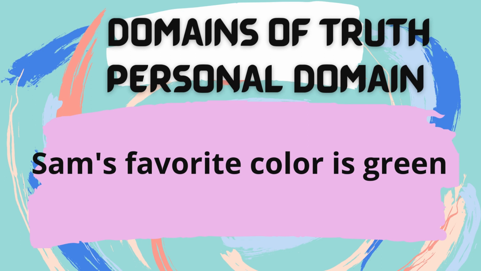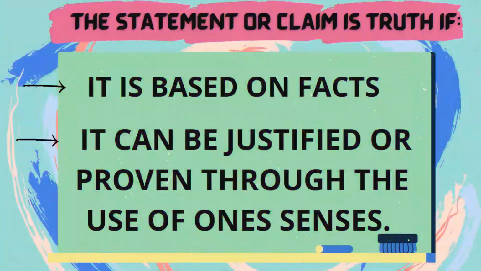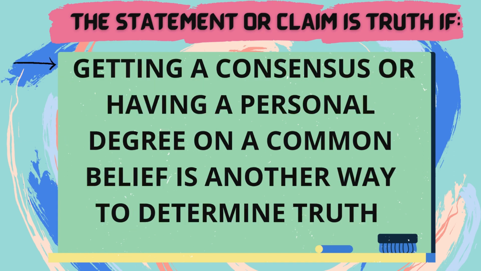So again, let's try to generalize the concept of our discussion for today. With regards to truth and opinion, a statement or claim is truth if, number one, it is based on facts. When we say it is based on facts, it pertains to the scientific domain. Second, it can be justified or proven through the use of one's senses, or through what we call the personal domain.